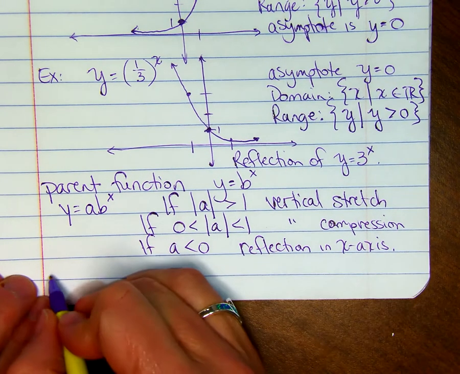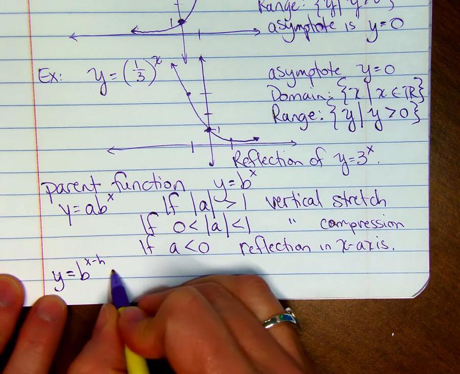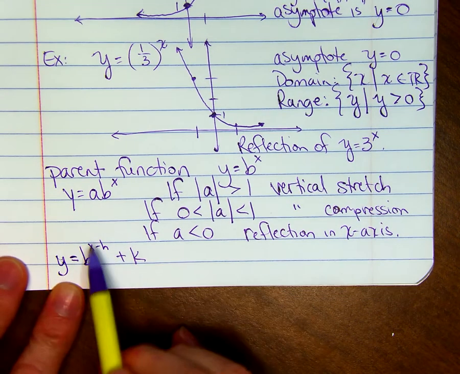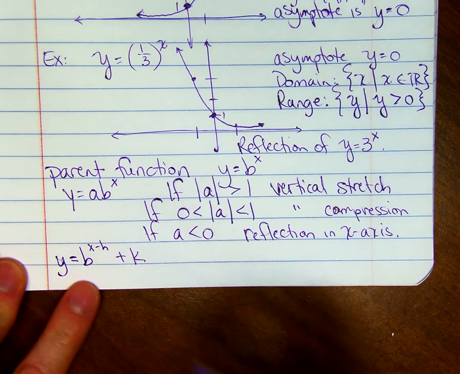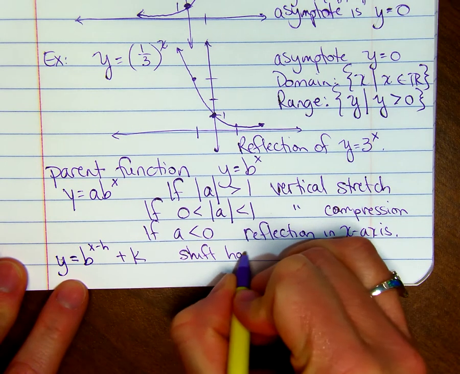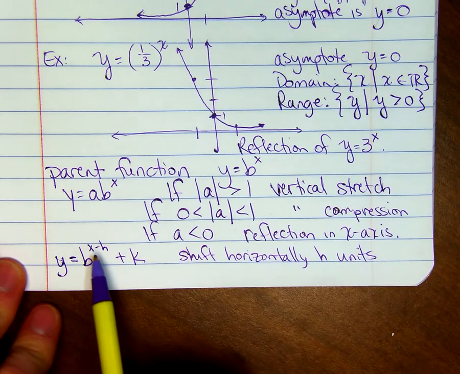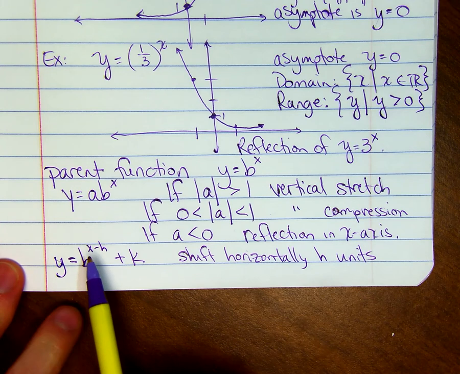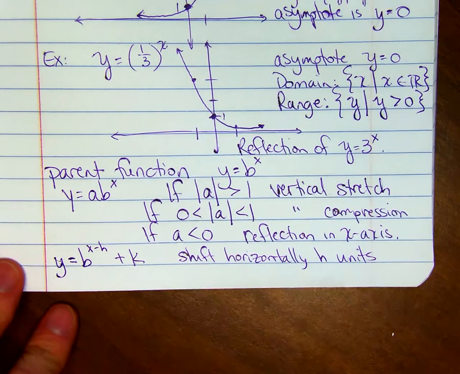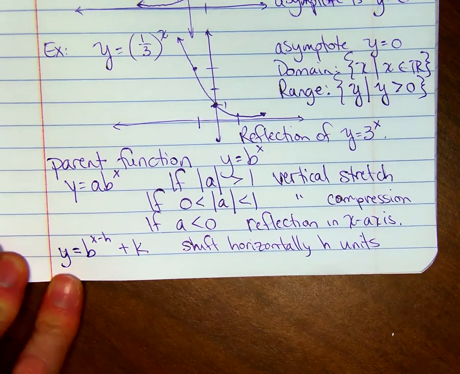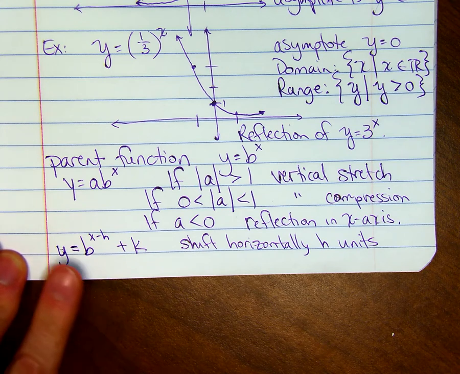Now, if you have y equals b to the x minus h power, and then plus k, there's going to be some shifts here based on the h and k. The h is going to shift horizontally h units. Because this is a minus h, if you see a minus sign, that means h is positive and you're going to the right. If you see a plus, that means h is negative and you'll be moving to the left.